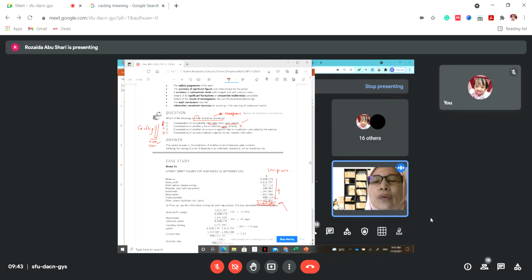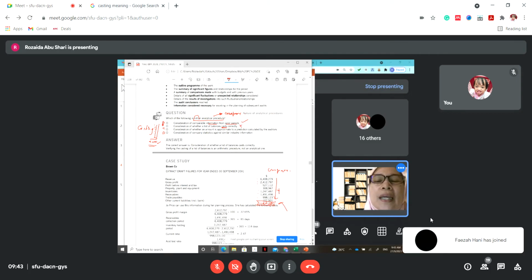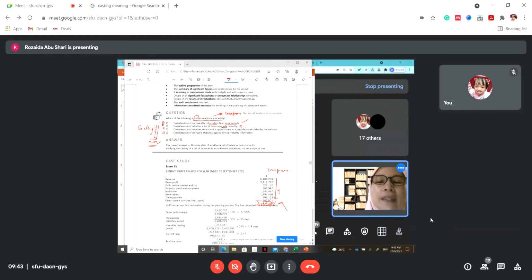Look at the third: consideration of whether an amount is approximate to a prediction calculated by the auditor. Approximate to a prediction, meaning they do a comparison. Read the sentence carefully: is approximate to a prediction. So that is compare. Consideration of company statistics against similar industry information is also compare. So the answer is B.